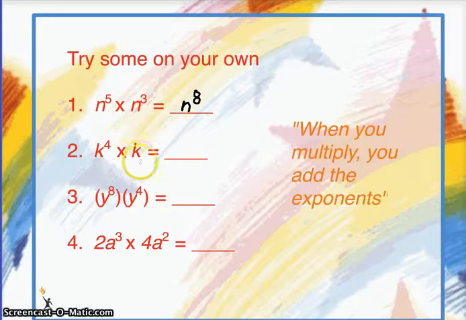Now this one is a little bit trickier. What power is k to? Well, if you don't see a power, it's understood that it's to the first power. So what you have is k to the fourth times k to the first power. If you add those together, you get k to the fifth power.